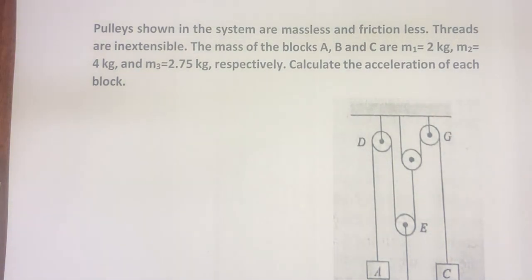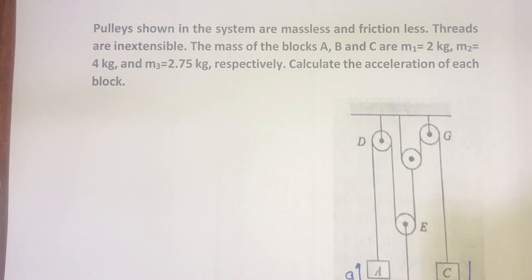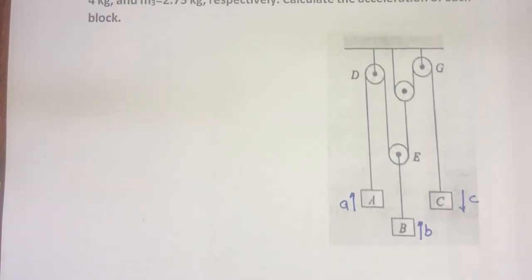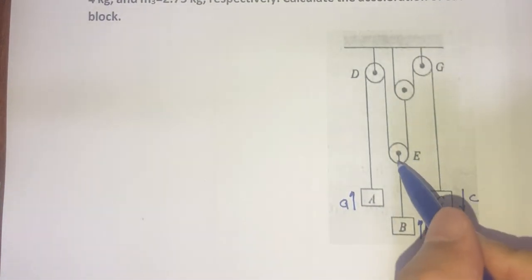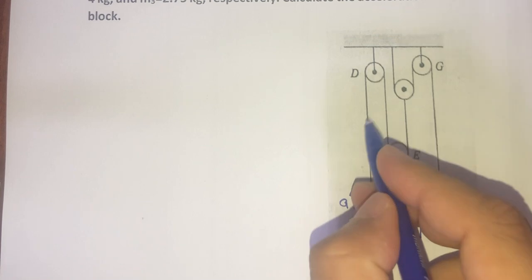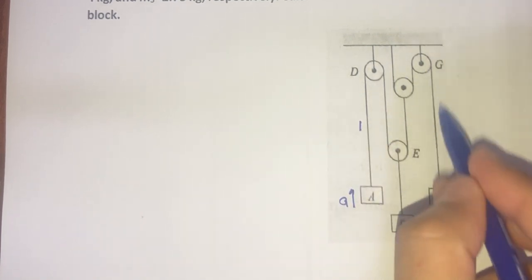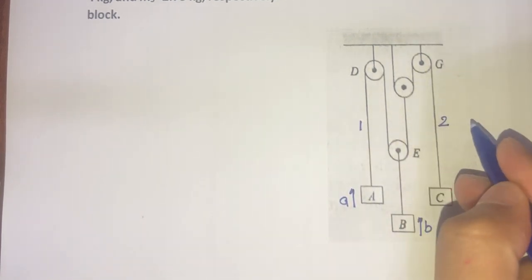So we suppose that block A moves in upward direction with the acceleration A, and block B also moves in upward direction by acceleration B, and block C moves in the downward direction by acceleration C. And let us call this string 1. There are two strings and this will be string number 2.